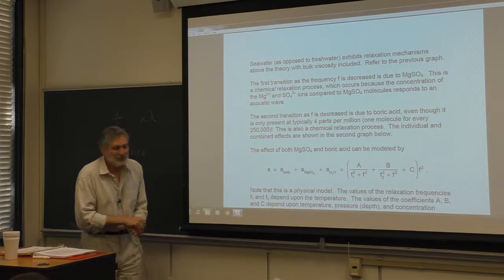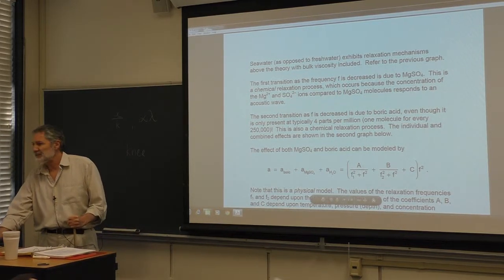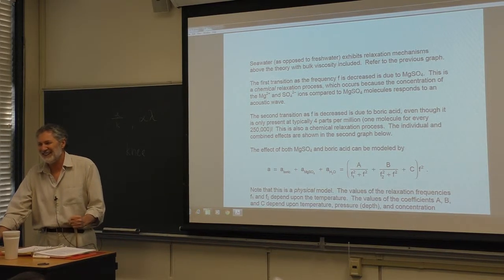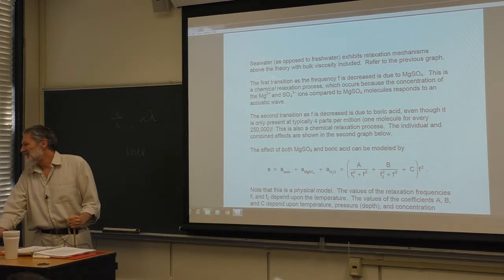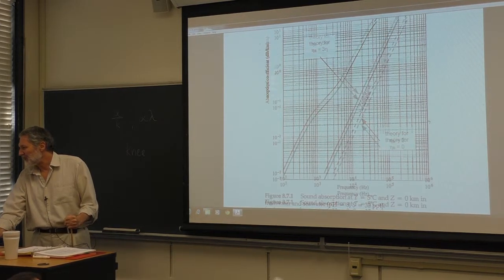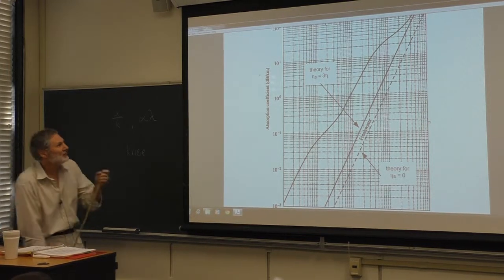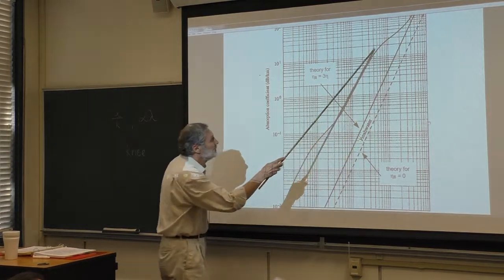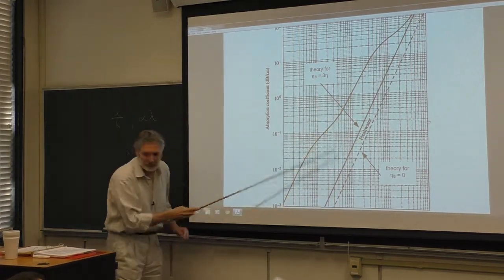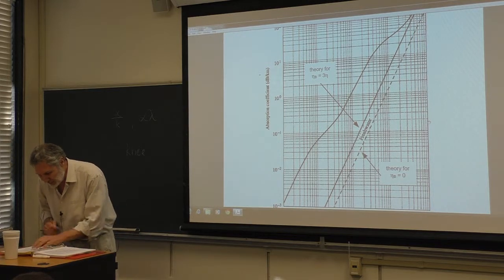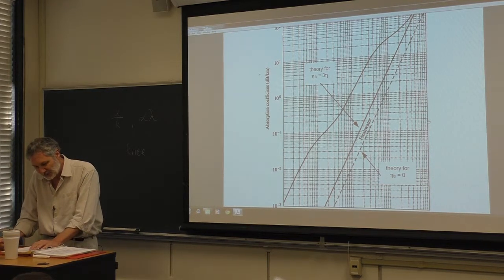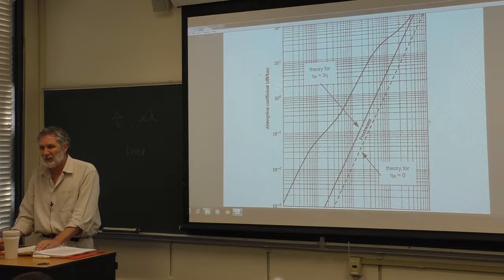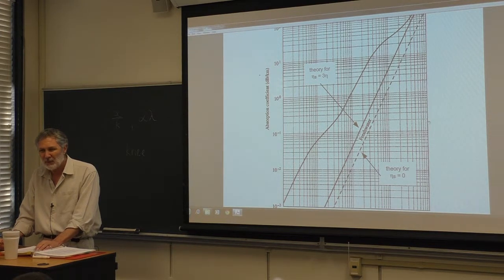The next one, as you're going down, is boric acid. So there is apparently boric acid in the ocean. I'm sure there's all kinds of stuff in there, and a lot of it we're probably responsible for. But anyway, here's the magnesium sulfate. This knee right here is boric acid. And the remarkable thing here is that boric acid is present at 4 parts per million, roughly. Roughly 1 molecule in every 250,000 is boric acid.